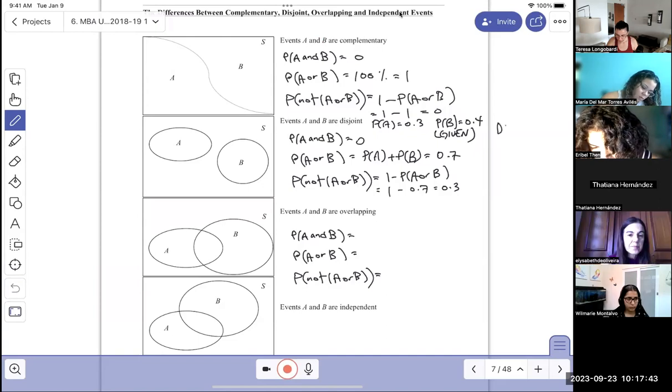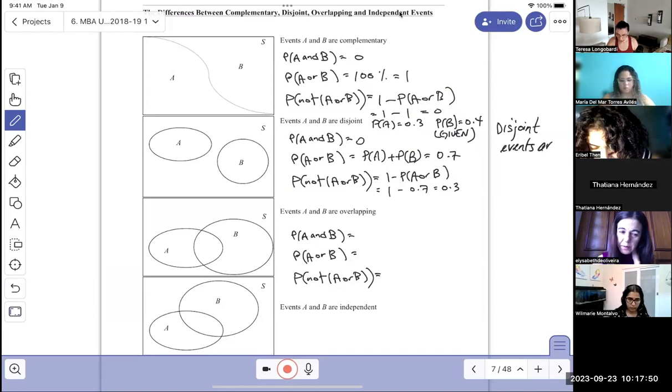Can you repeat? So complementary events are disjoint, but disjoint events are not complementary, because they don't fill the space.